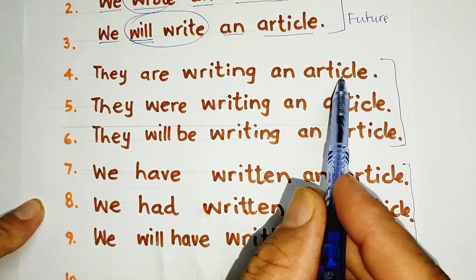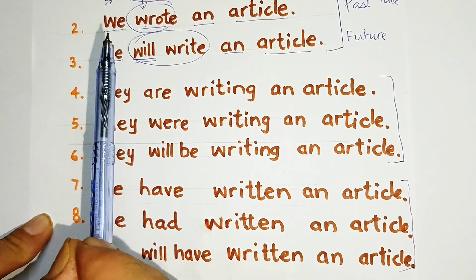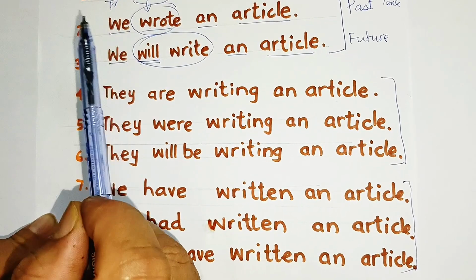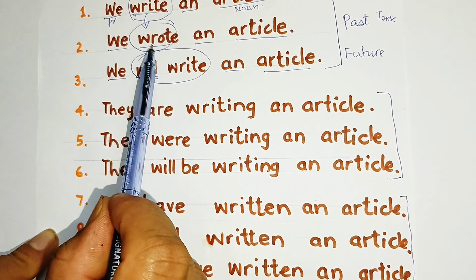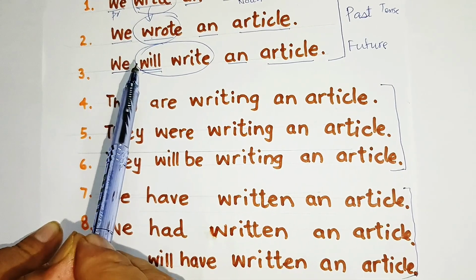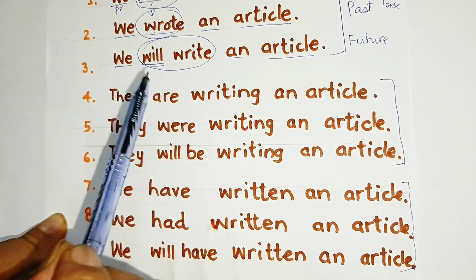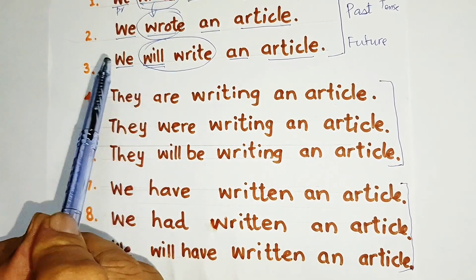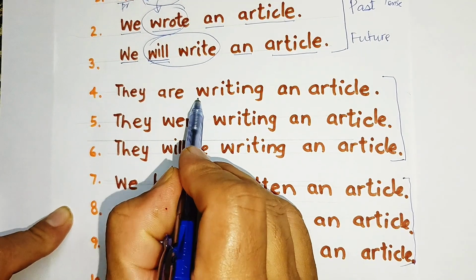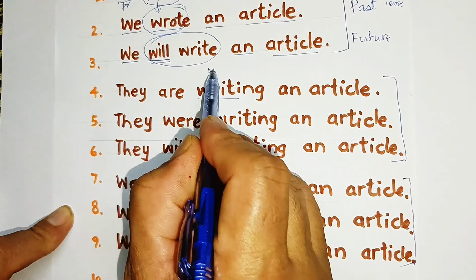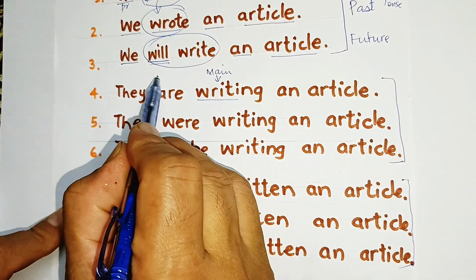So, they are writing an article. As I mentioned earlier, if there is a main verb in a sentence, then the tense of that particular sentence can be identified from that verb. If that verb is in present form, then it is present tense, and if it is in past form, then that sentence will be in past tense. Now if there are two things, number one, the verb, that is the main verb, and there is a helping verb.